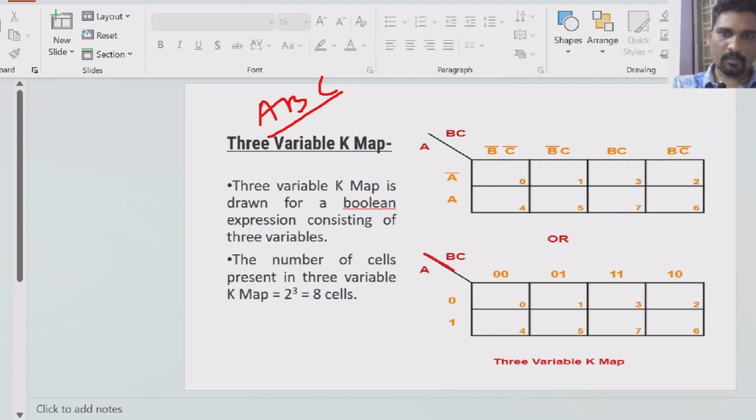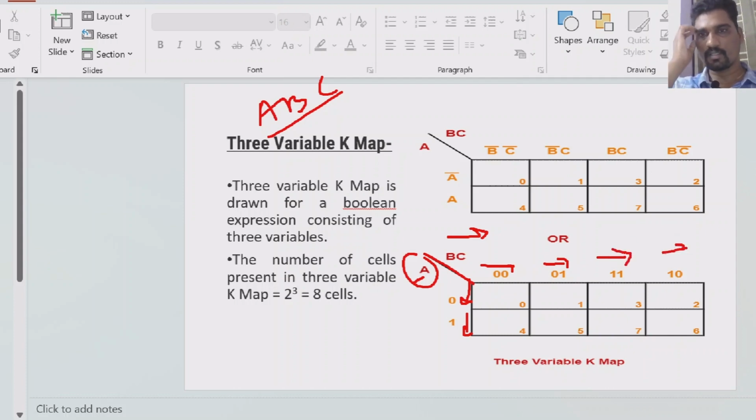So here I am going to consider the A value. For this direction I am considering the BC value. Why am I considering only a single value here? The reason is that we have only 2 possibilities here, but here we have 4 possibilities, 1 2 3 4, right? So for 4 possibilities we take 2 inputs. For 2 possibilities we need to take a single input value. Try to understand this one.